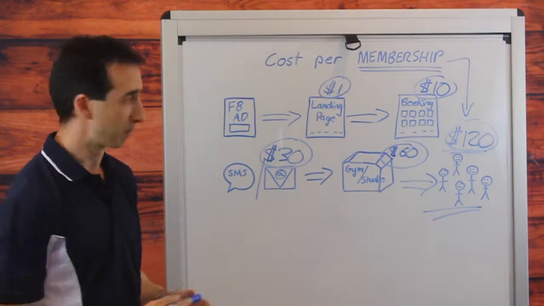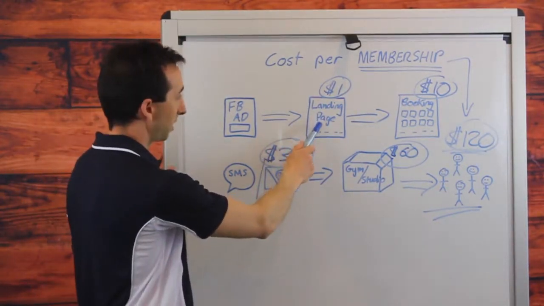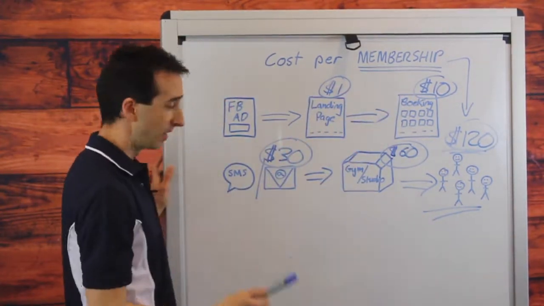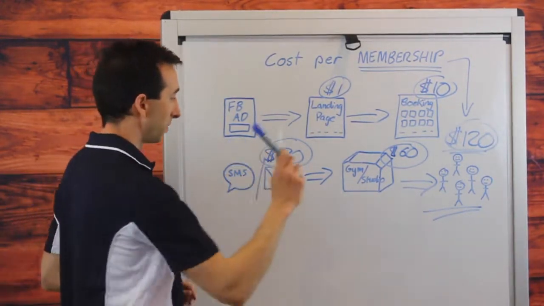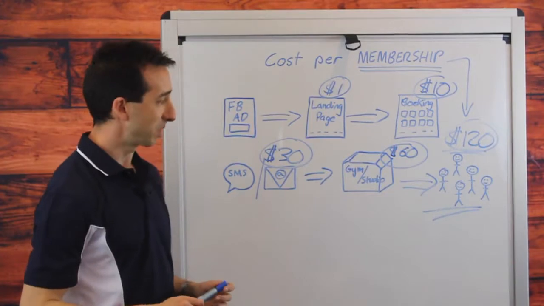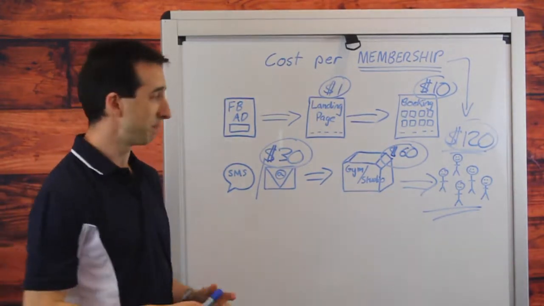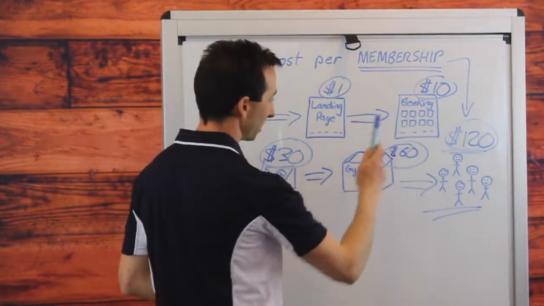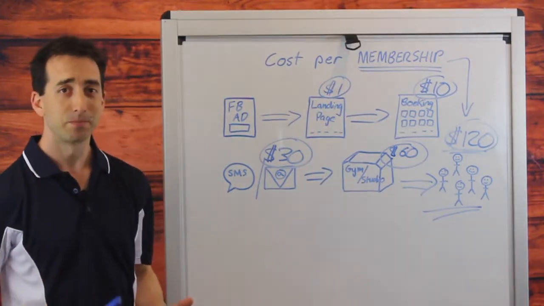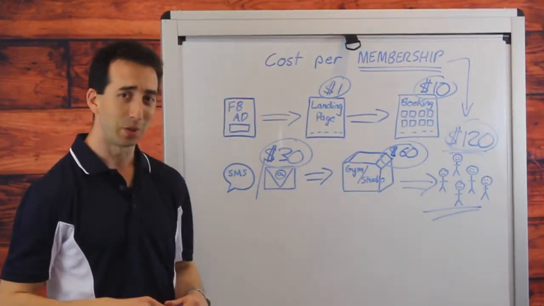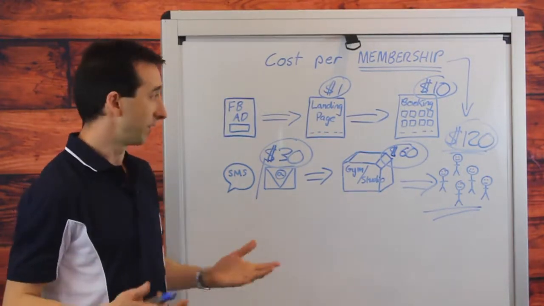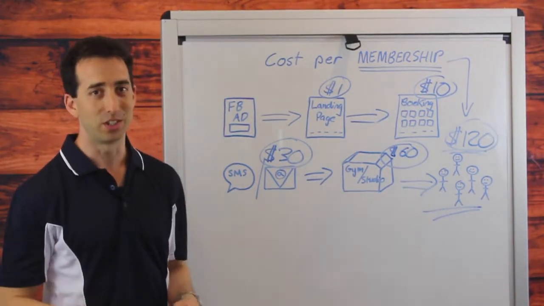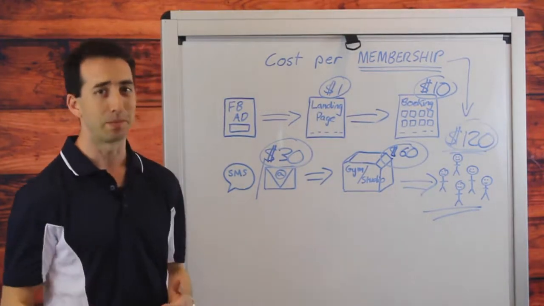So in quick summary, we paid $1 to get them to the landing page, we paid $10 to get a booking, we paid $30 to get them into the engagement sequence, and then we paid $60 to get that person into the studio or the gym. And to actually get them to sign the membership and make that commitment to train, to change their life in whatever way you can do that for them, cost you $120. So that way you can actually see what is the return on your investment. I spent $120 to sign up a membership.